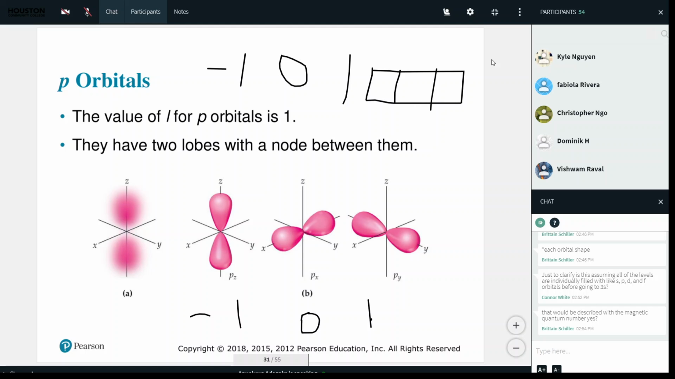So for the magnetic quantum number, let's say this is... well, no, the angular momentum quantum number. Let me go back. So this is for L equals 1. When L equals 1, the magnetic quantum number will be -1, 0, and 1.